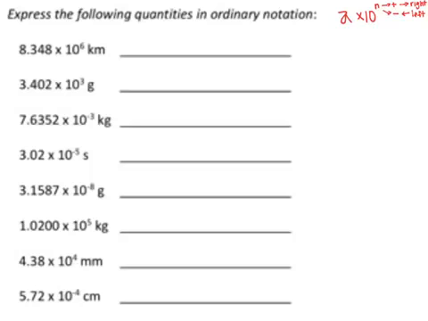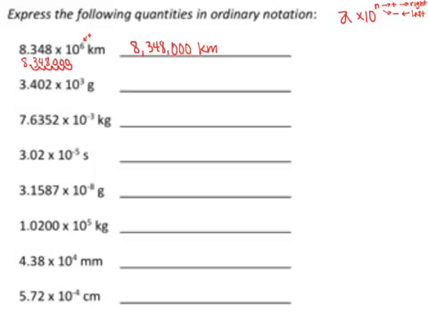Here we have 8.348 times 10 to the 6th power. Okay, so then in this case, if you feel more comfortable rewriting it, that's fine. So I have 8.348. So I'm going to move it over 6 times to the right side because this exponent is positive. So I'm going to go 1, 2, 3, 4, 5, 6. So I would add 3 more zeros. So my number in ordinary notation would be 8,348,000 kilometers.